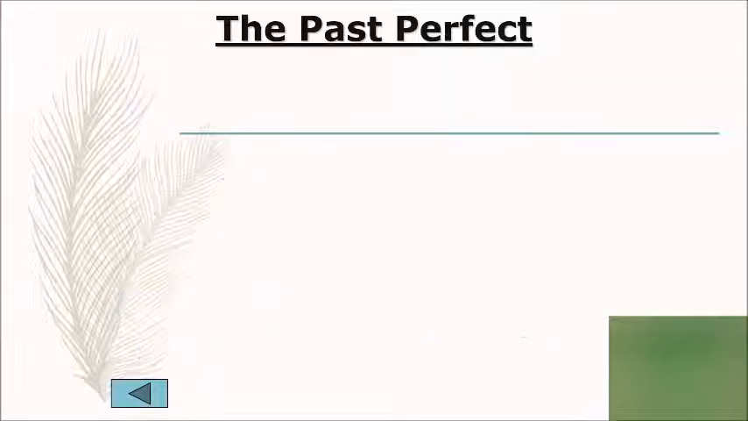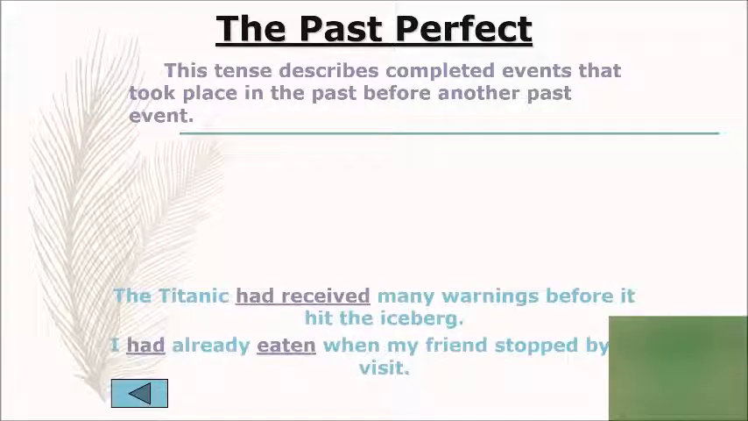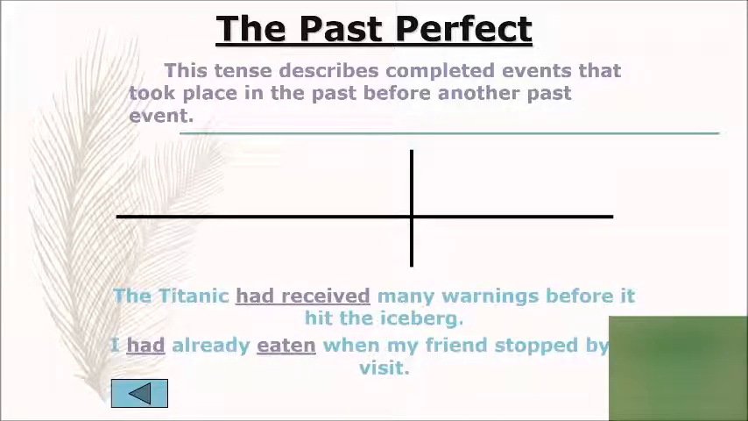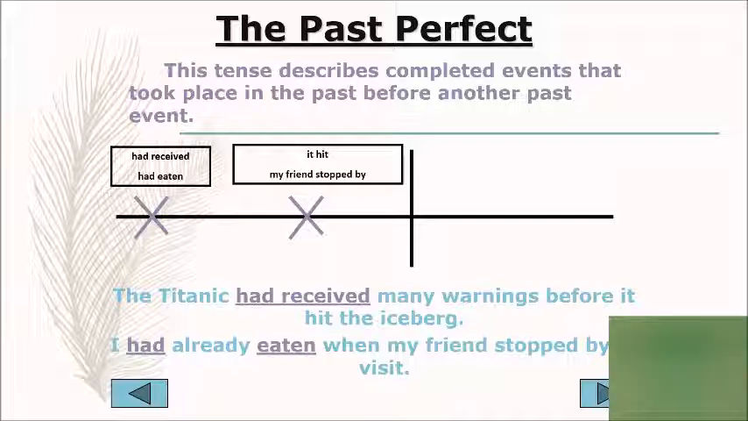Okay? We're now at the past perfect. The past perfect is used to express or to describe a completed event that took place in the past but before another event. It means that we have two events here. Look at the first X. It means had received or had eaten. The second one, hit or stopped.